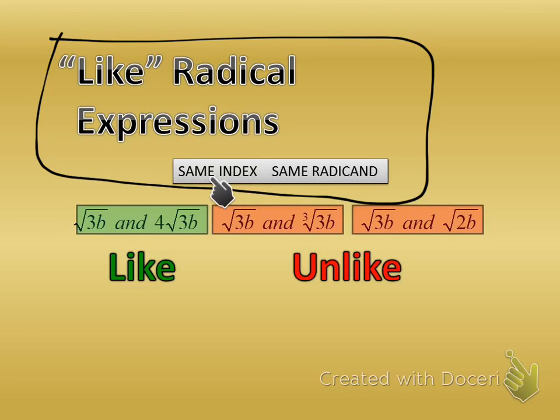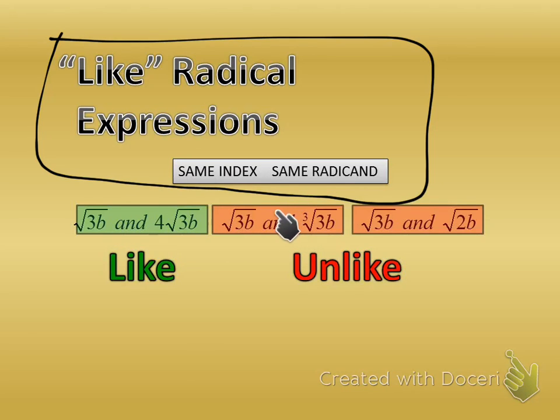And honestly, that's not going to really be an issue because your indexes will be the same throughout the problem anyway. So it's not like you're going to get tripped up here. It's really here that you're going to get tripped up. Okay? So for example, this one here in green, the square root of 3b and 4 times the square root of 3b. Those are like because they have the index of 2 and they have the same radicand, 3b, both times.